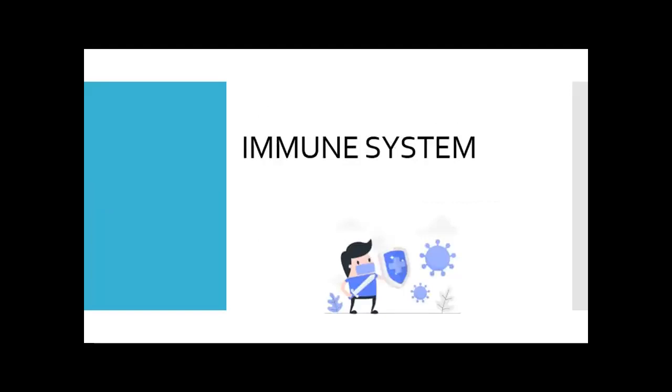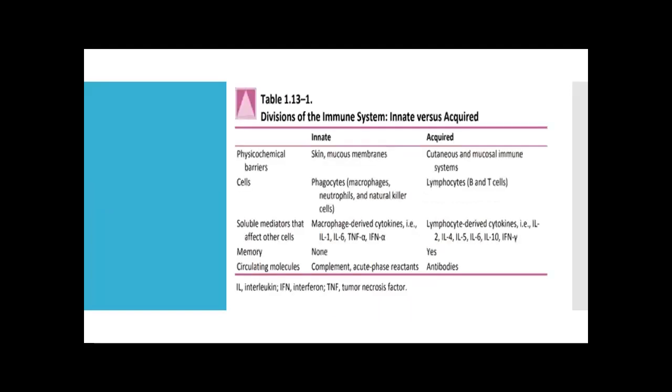First, we will talk about the immune system. The immune system can be divided into innate immunity and acquired immunity. The innate immunity includes physicochemical barriers, which include skin and mucous membranes. In cells, it includes phagocytes, that is macrophages, neutrophils, and natural killer cells. Then it also includes soluble mediators that affect other cells, like macrophage-derived cytokines, that is IL-1, IL-6, TNF-alpha, and IFN-alpha.